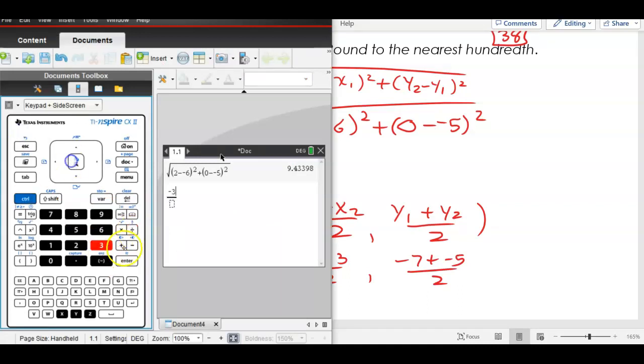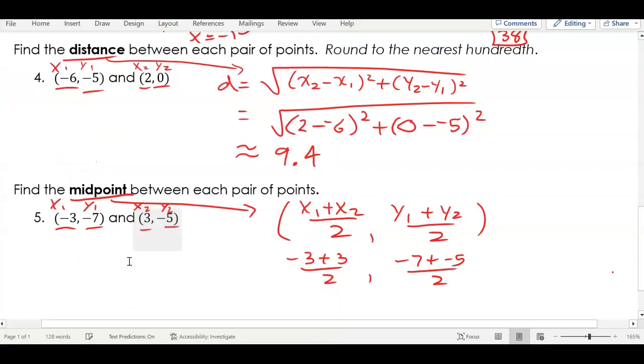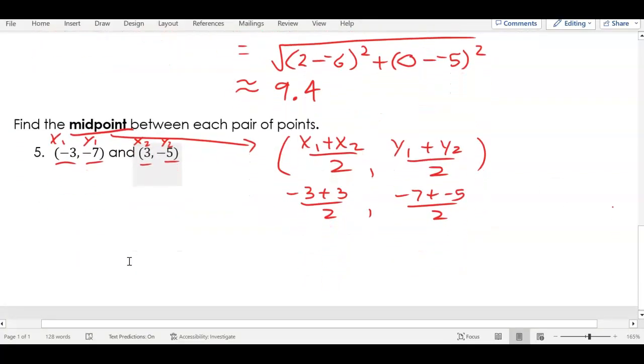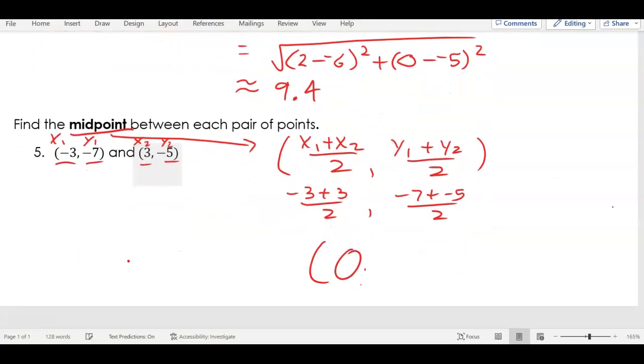Negative 3 plus 3 divided by 2, I got 0. And then the second one, negative 7 plus negative 5 divided by 2, I get negative 6. So my final answer is 0, negative 6. And that's how you do your quiz 1.